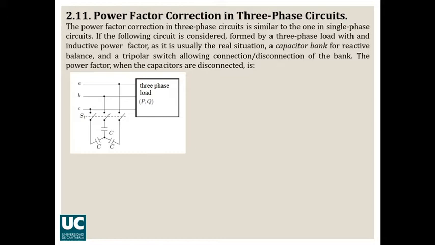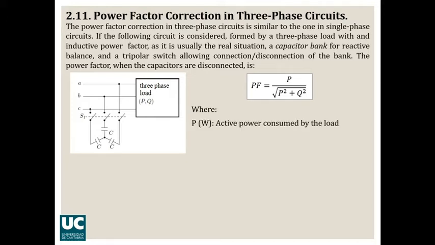So here, if we consider this diagram, and we consider a three-phase load which is going to have an inductive power factor, that means that it absorbs reactive power, the capacitor bank will need a tripolar switch here that allows the connection and disconnection of the bank. So, when the capacitors are disconnected, the power factor of the assembly will be the active power of the load divided by the square root of the sum of the square of the active power plus the square of the reactive power.